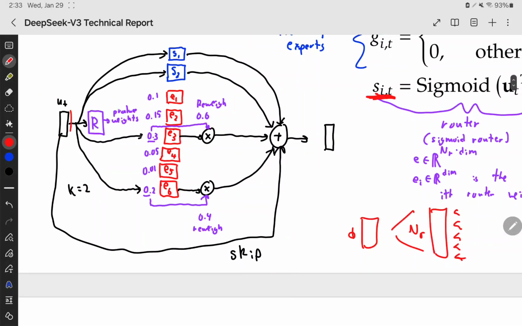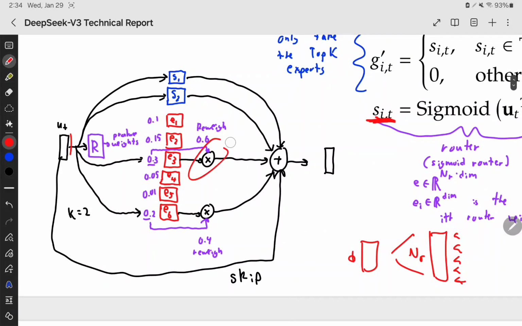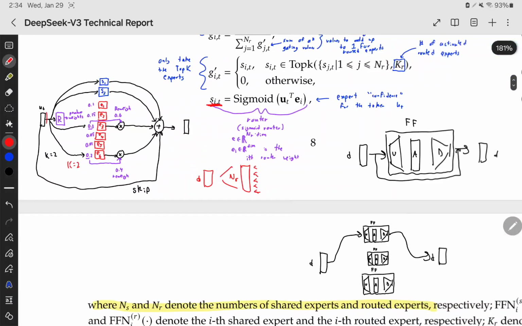You have your token. It is sent to this router. This router produces a set of weights, one for every token, using this sigmoid. You then select the top K. You send the token through the top K experts. So in this case, K is equal to 2. And you do this reweighting of your weights. So you multiply the output of said expert by the reweighted weight. So these weights add up to 1. And then you sum all the outputs of the experts together. And these are your shared experts and the residual. So that's what you have here. MoE.